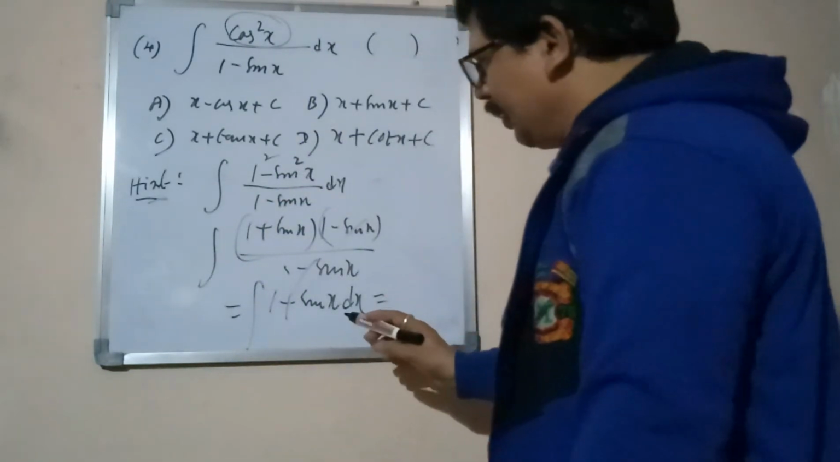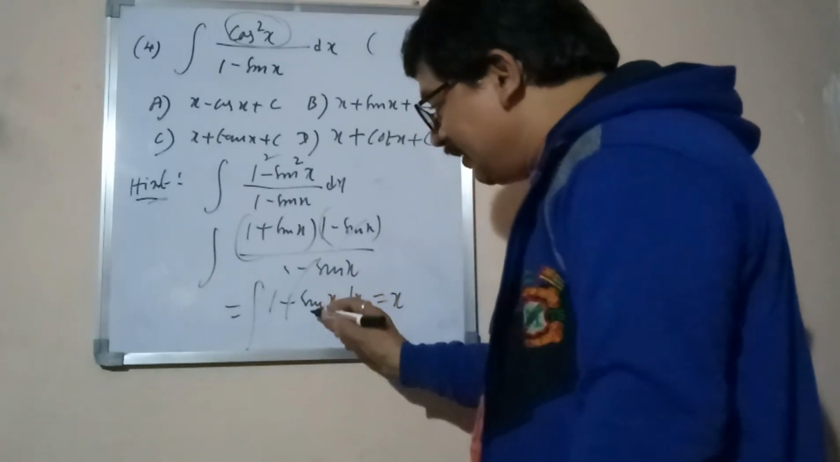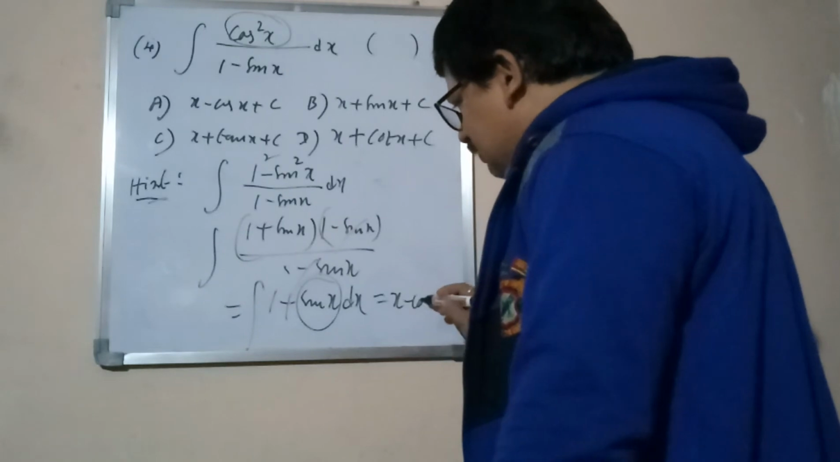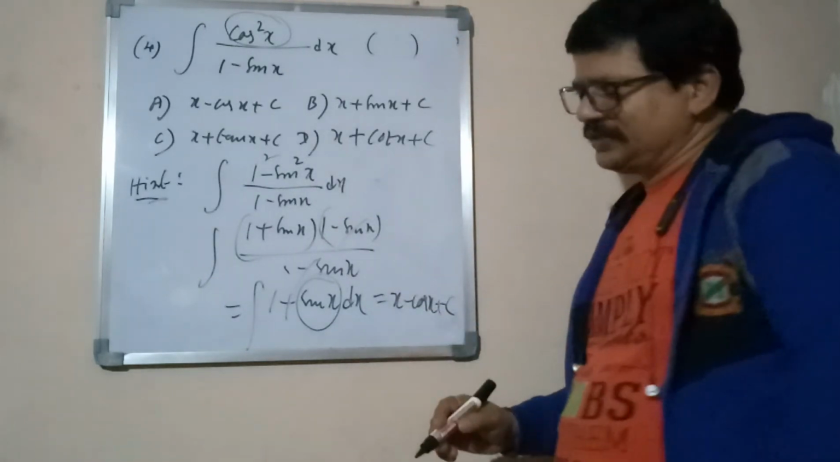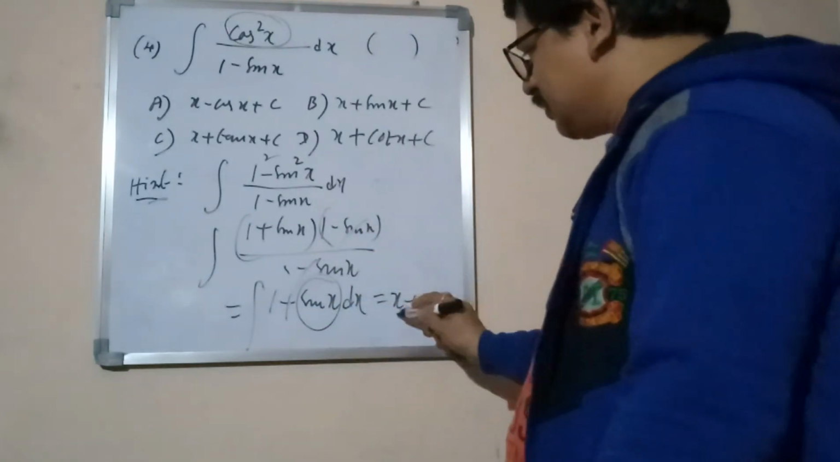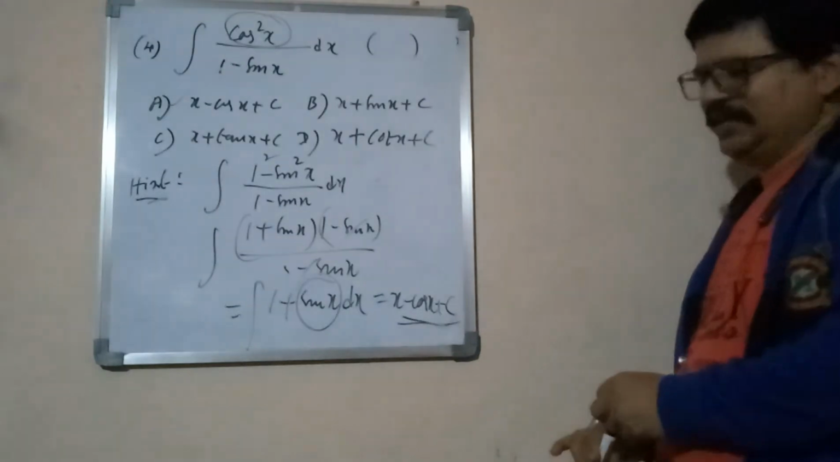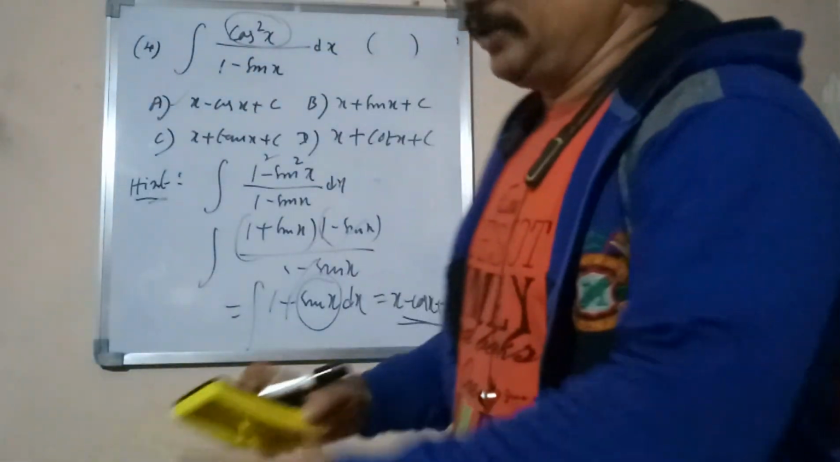Sin x cancels. That leaves 1 plus sin x dx. The integral of 1 dx means x. Again, the integral of sin x is very, very important, very dangerous: it is minus cos x, be careful, plus c. The derivative of plus cos x gives minus sin x, integration of sin x gives minus cos x. So x minus cos x plus c is the answer, option A. Very easy, dead easy. Next bit.